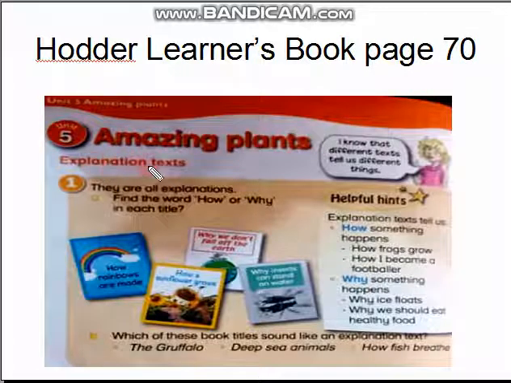Okay, this is an explanation text examples. Let's read the helpful hints. Explanation text tells us how something happens. Example of the titles of these books or texts are How Frogs Grow, How I Become a Footballer, or it answers why something happens. Example of the text titles are Why Ice Floats, or Why We Should Eat Healthy Food.